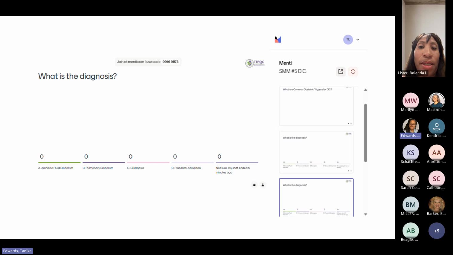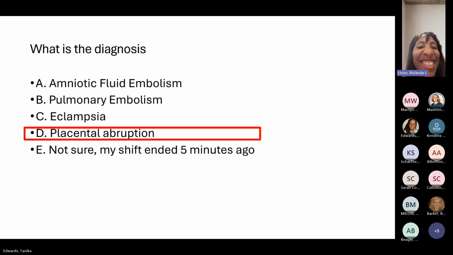We have 3 so far for placental abruption. We are at 7 for placental abruption, nothing else. Okay, all right. This is a sharp cohort here. That's exactly right. Excellent. You got it. Placental abruption.